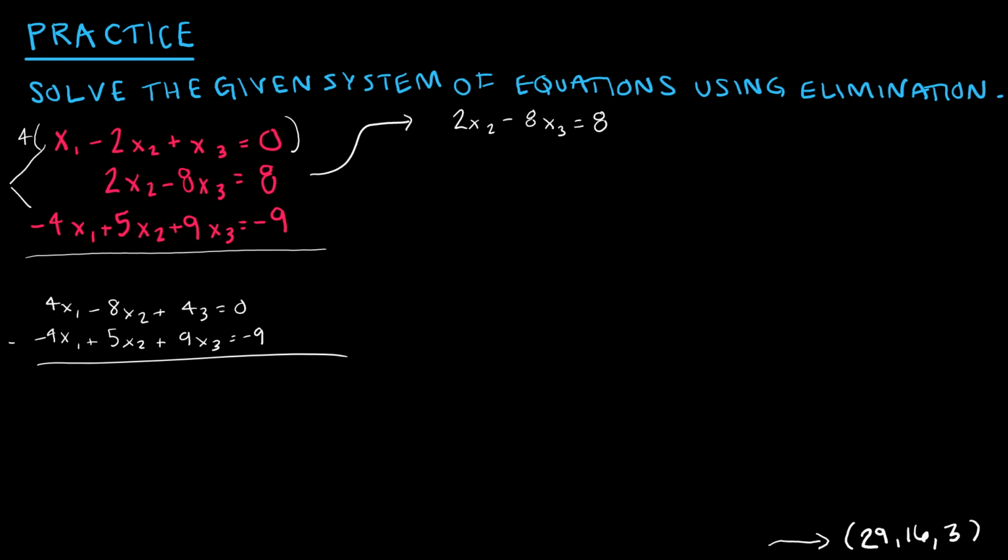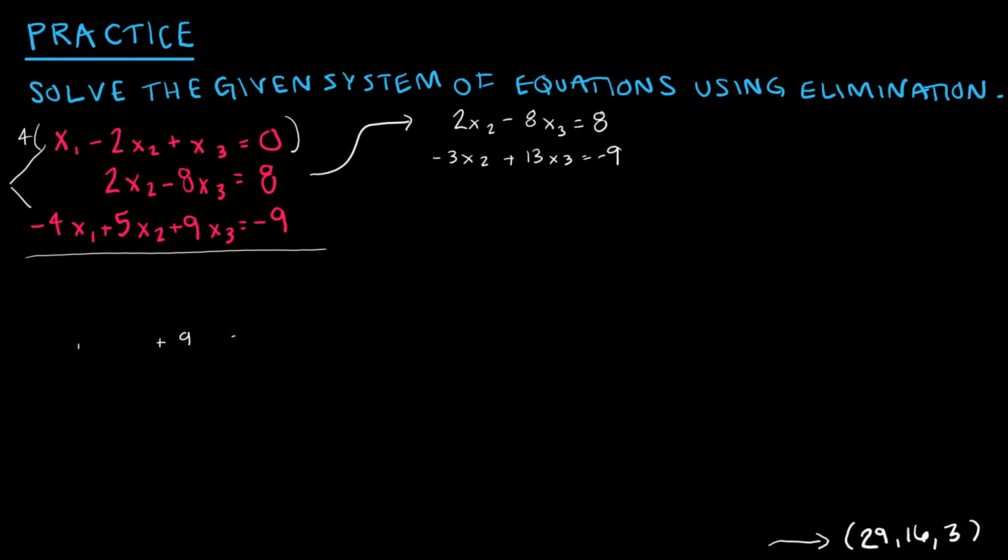But essentially what I'm going to do is add these together and note that the x1 is going to eliminate. And then I'm going to end up with negative 8 plus 5, which is negative 3x2, and then 4 plus 9, which is 13, x3, and 0 plus negative 9, which is negative 9. So again, write those if you need to, otherwise just do the mental math. Now what I want to do is eliminate again. So I've eliminated x1. Now I need to eliminate either x2 or x3. I'm going to choose x2.